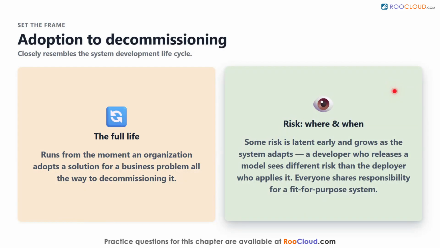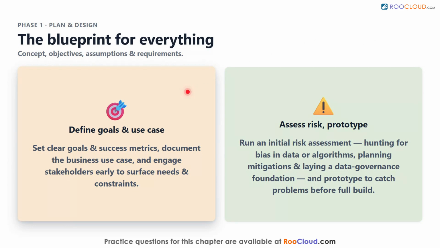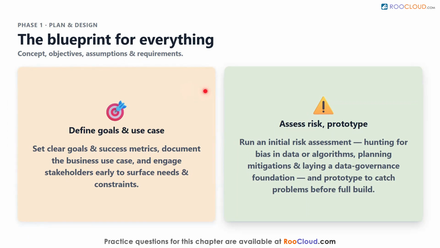The first phase is plan and design, where you articulate the system's concept, objectives, assumptions, and requirements, and perhaps build a prototype. This is where you define clear goals and success metrics, document the business use case, and engage stakeholders early to surface needs and constraints. This phase is also where you run an initial risk assessment, hunting for bias in data or algorithms, planning mitigations, and laying a foundation for data governance. Prototyping lets teams validate ideas through quick iteration, catching problems before full-scale build. Done well, this phase becomes the blueprint for the entire life cycle.